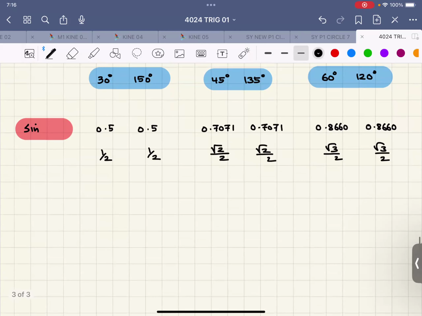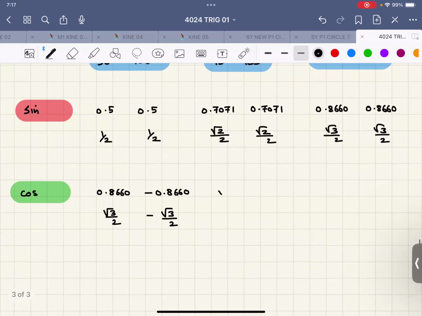Now, once this is done, let me move to another ratio, that is cosine. Let me talk about cosine. So cosine of 30 degrees is root 3 over 2, or let me write this as 0.8660. This is root 3 over 2. Cosine of 150 is the same, but now it has a negative sign. So this is negative root 3 over 2.